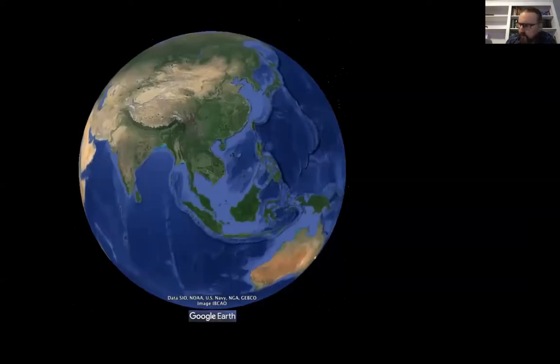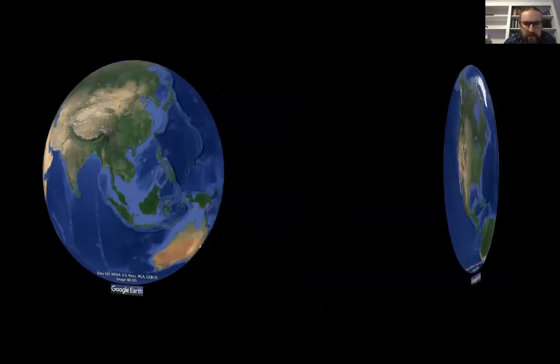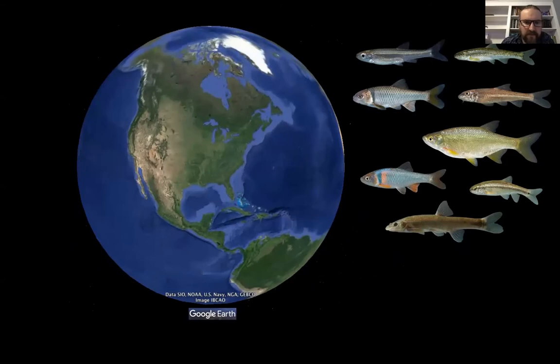So I want to move now from Southeast Asia, and I want to go to North America. This is the area that I've worked in for the last few years, and there's a very nice radiation of cyprinid fishes here in North America, and they have a long history of taxonomic study, as you would expect. There's a lot of ichthyologists in the US, and there has been for quite a long time.